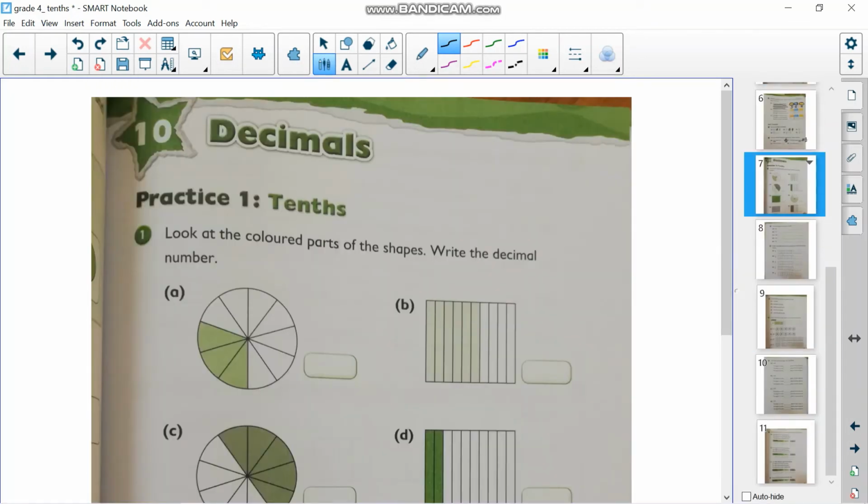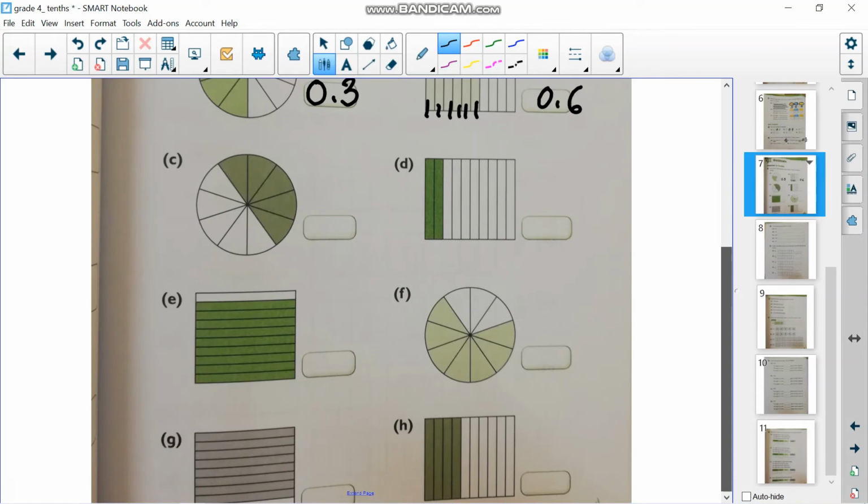Let's continue with your workbook. Number 1. Look at the colored parts of the shape and write the decimal number. Letter A. Count the colored parts of the circle. There are 3 colored parts, so we write it as 3/10 in fraction, and in decimal we write 0.3. Letter B. Let's count the colored parts of the shape. We have 1, 2, 3, 4, 5, and 6. So that is 0.6.